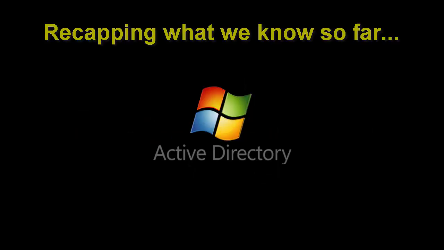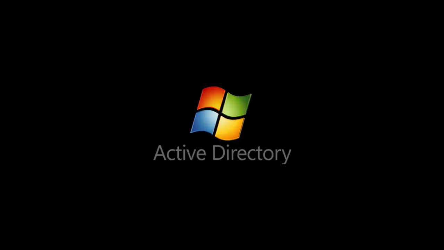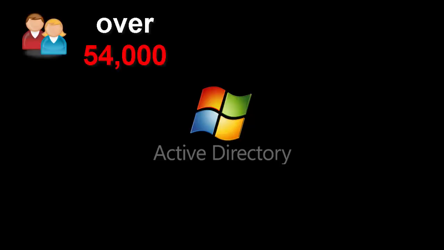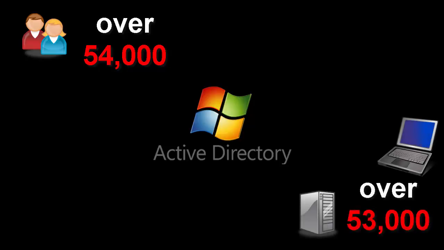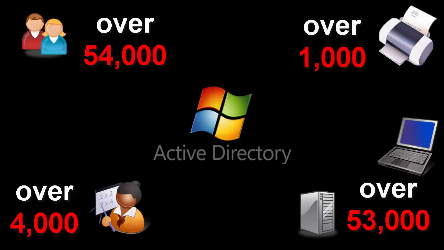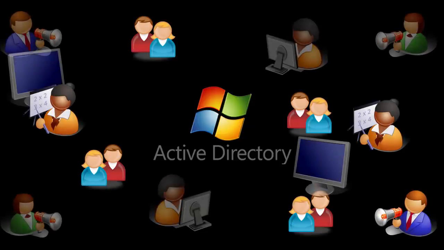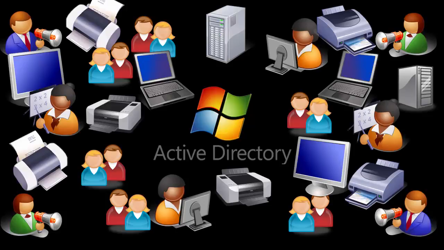Recapping what we know so far, Active Directory is a database of objects which allows us to manage those objects. The school system needs to support a huge amount of objects. We need to support over 54,000 users, 53,000 computers, over 4,000 teachers, and over 1,000 printers, and all of those objects done efficiently and simultaneously. Without Active Directory, what we very quickly realize we have is a royal, unmitigated mess.